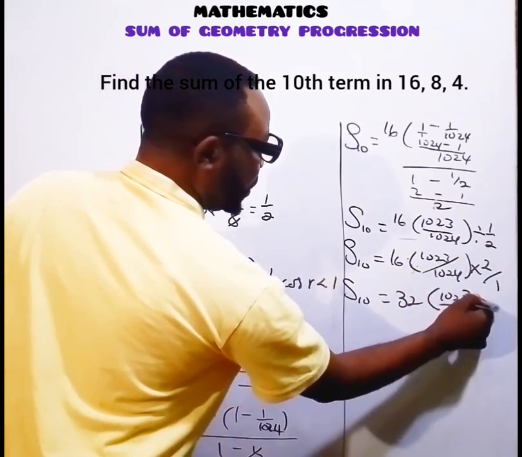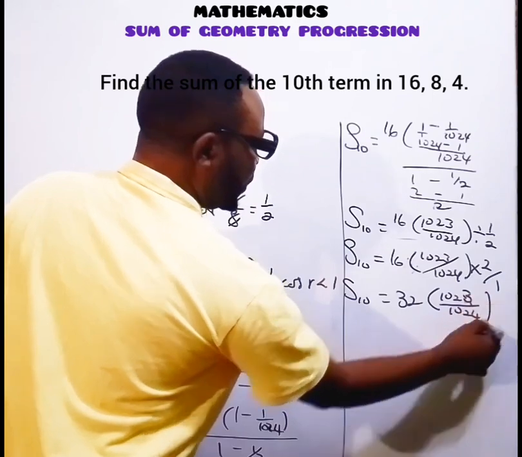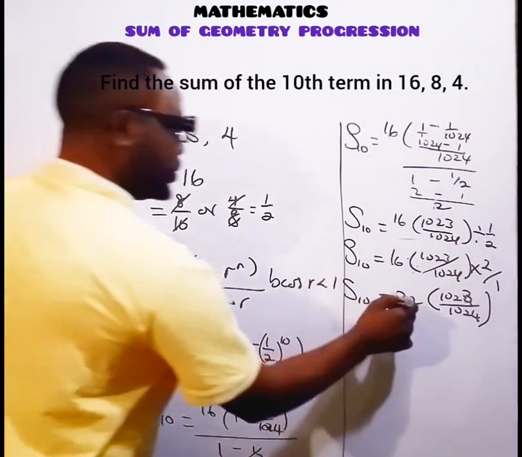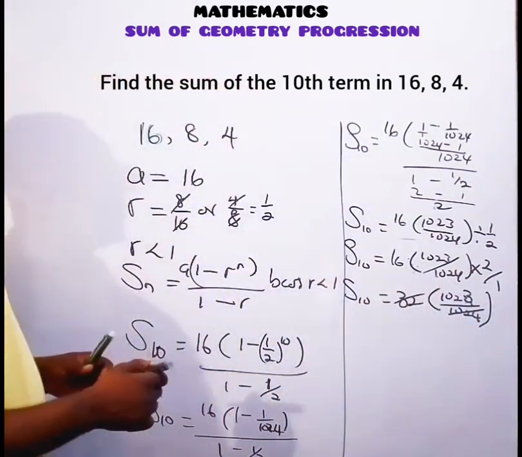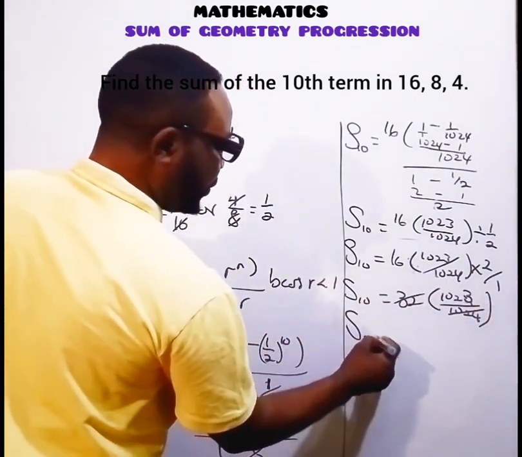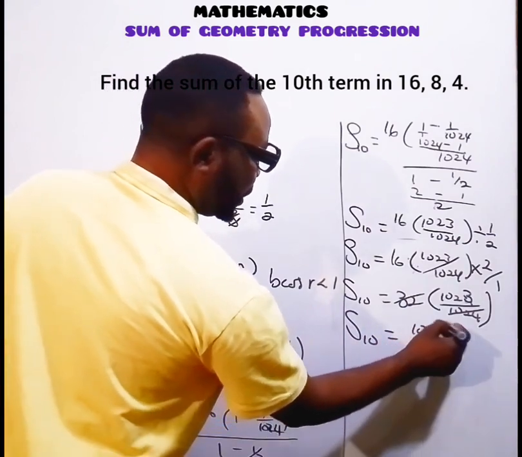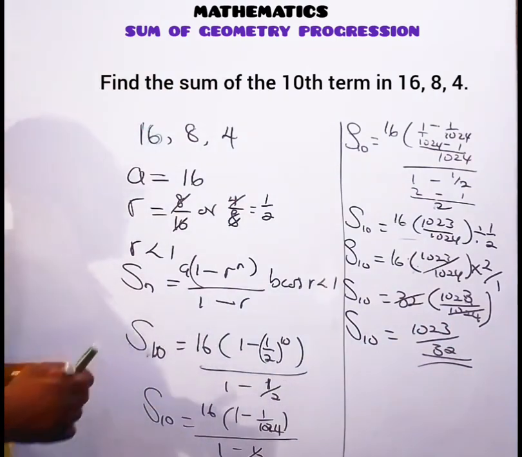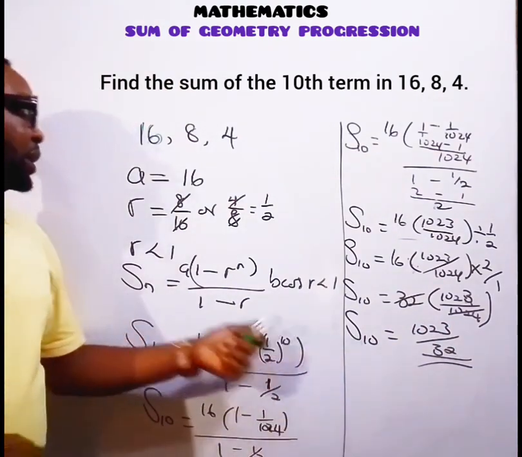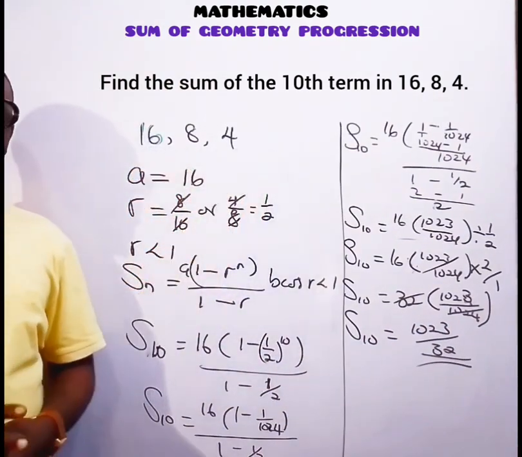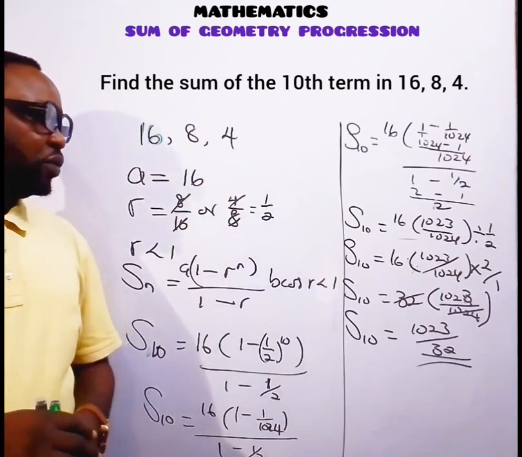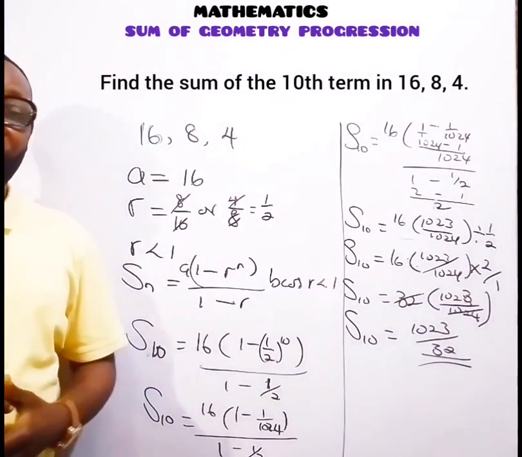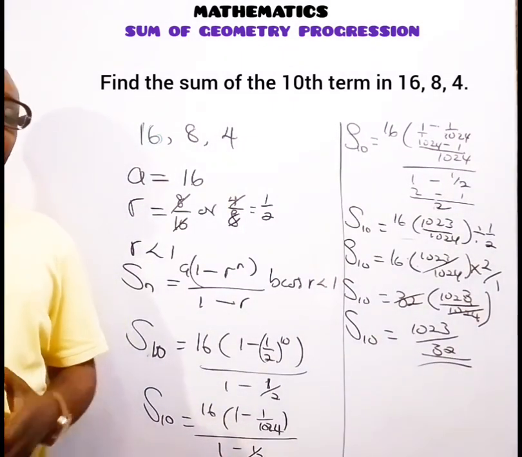1023 over 1024. So when you look at it very well, dividing 1024 by 32 gives 32. So the sum of the 10 terms will now be equal to 1023 all over 32. That is the value for the sum of the 10th term of this particular expression that we have here. 1023 over 32. More questions are still coming that will be useful for you.